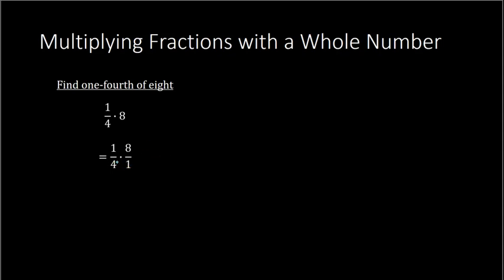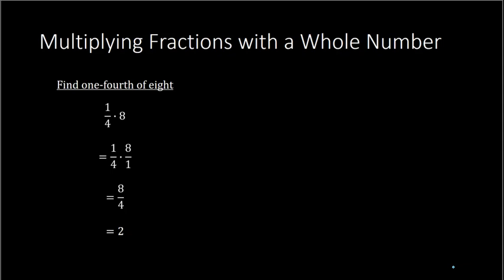Now from here we can use our property where we multiply the tops together. 1 times 8 would be 8. Then multiply the bottoms together. 4 times 1 would give us 4. So now we have 8 divided by 4, which would equal 2. So we've simplified and our answer is 2.